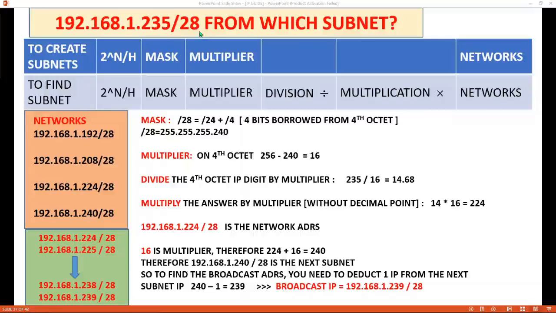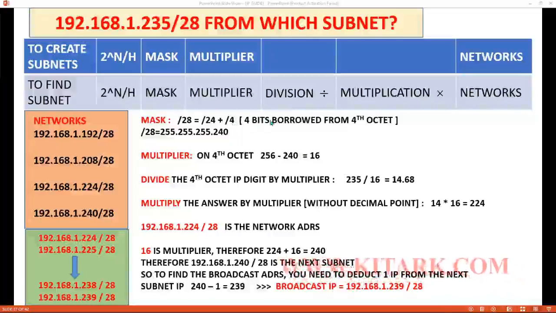So initially you need to start from the /28 subnet mask here. Okay. So /28 means you can figure out 24 plus 4, right? Which means the first 3 octets are going to be completed with 255. So 255.255.255. And plus 4, you can write .240. Okay. So altogether 255.255.255.240. 4 bits borrowed from the 4th octet.